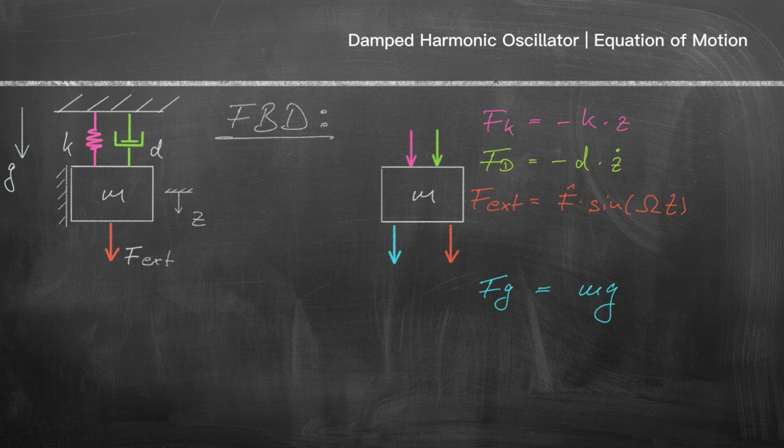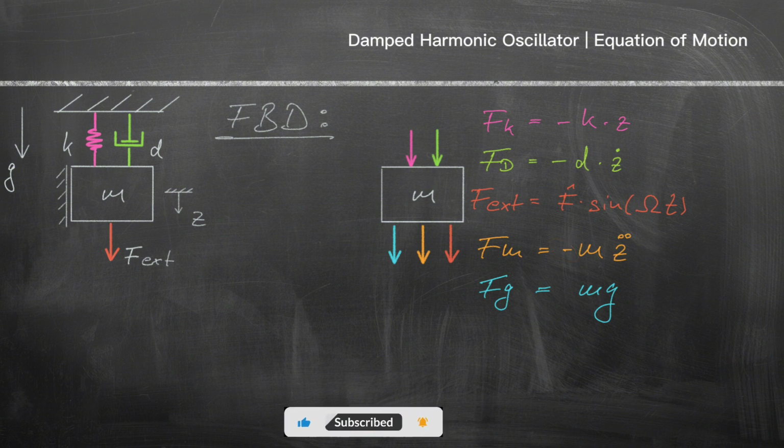Now, one force component is still missing, which is the inertial force according to Newton's law. F_m equals minus m times z double dot. The faster a body is accelerated, the larger the opposing inertial force proportional to its mass. Since this force always acts opposite to the direction of motion, and since we define positive z downwards, the inertial force acts upwards and therefore also appears with a minus sign.